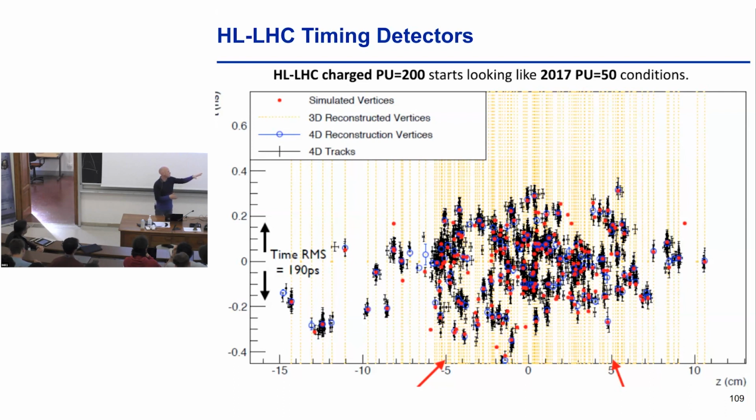And this plot shows you, versus Z and time, the distribution of various interactions, and then how well you can distinguish them if you use timing information, this is the 4D, or if you use just spatial information. So you basically add an extra dimension in being able to distinguish charged particles reconstructed there.